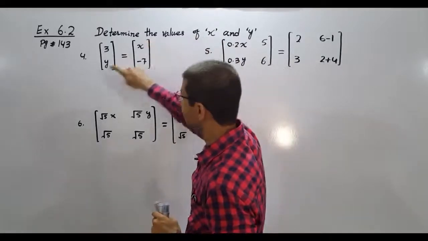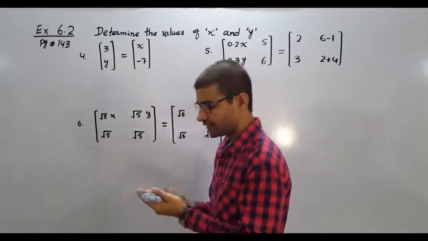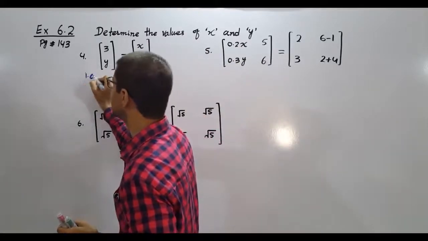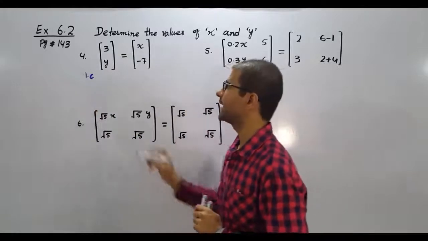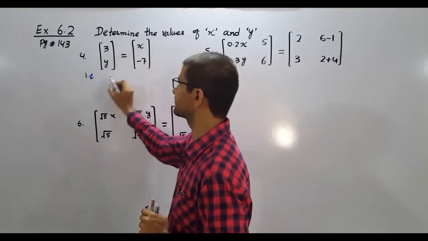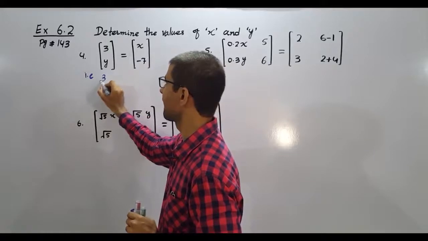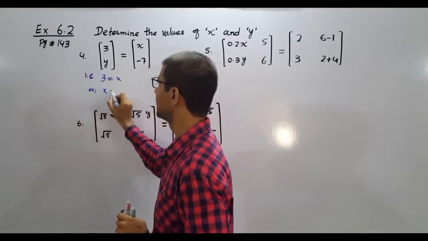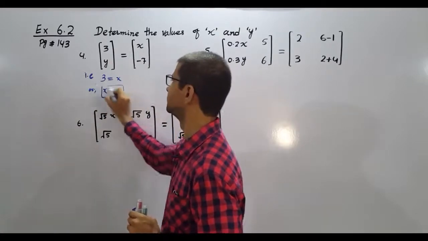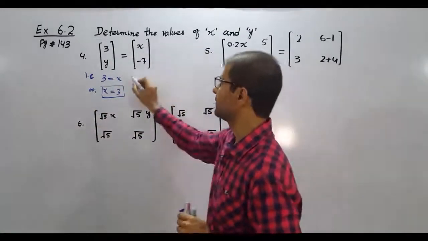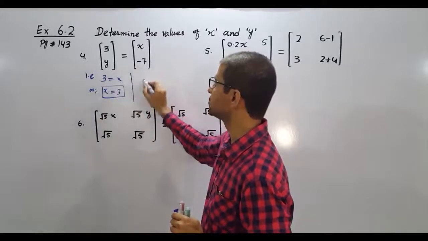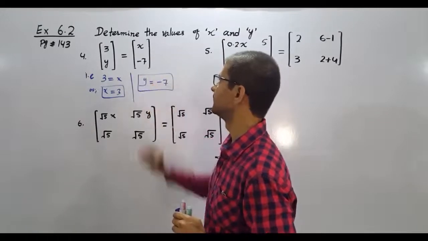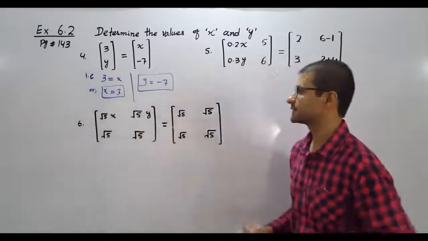Here is x and here is y. You have to find the values of x and y. How can we find them? Just equate their corresponding elements. 3 equal to x, or x is equal to 3. Now equate y is equal to minus 7. These are your answers.